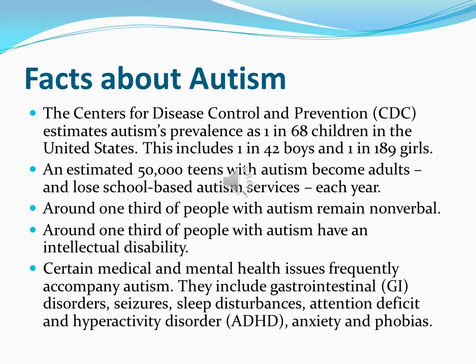Facts about autism. The Centers for Disease Control and Prevention estimates autism's prevalence as 1 in 68 children in the United States. This includes 1 in 42 boys and 1 in 189 girls. An estimated 50,000 teens with autism become adults and lose school-based autism services each year. Around 1/3 of people with autism remain nonverbal. Around 1/3 of people with autism have an intellectual disability.